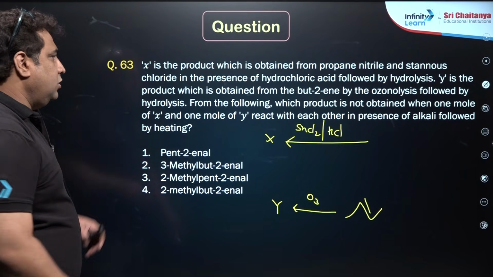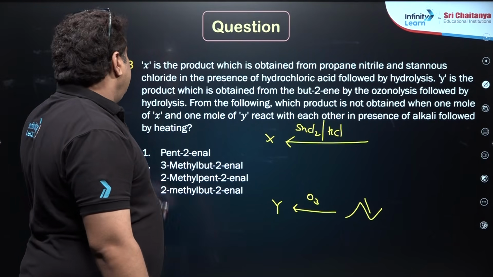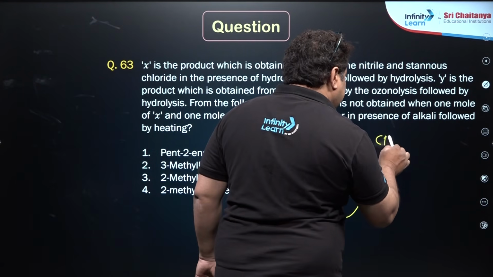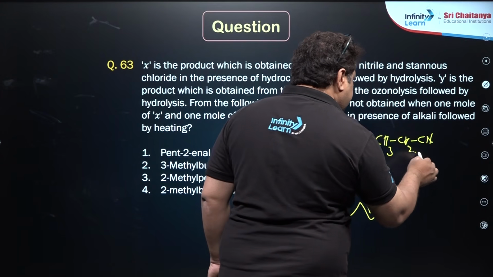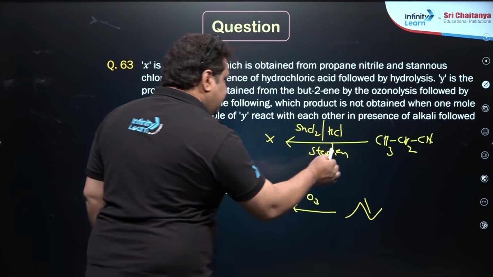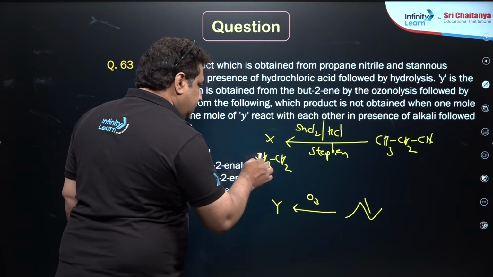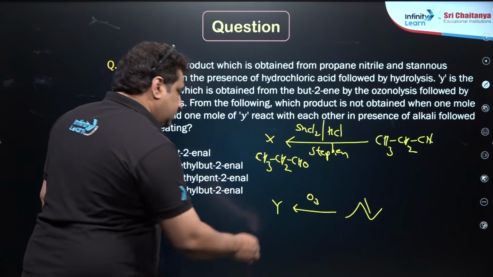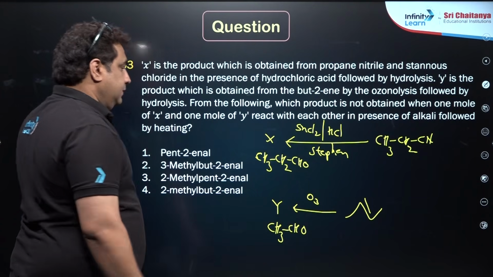From the following, the product not obtained when 1 mole of X is. So obviously product which is obtained from propane nitrile. So here propane nitrile is CH3 CH2 CN. So this is Stephen reduction. So Stephen reduction means what is X? X will be CH3 CH2 CHO aldehyde. Y will give you CH3 CHO acetaldehyde.